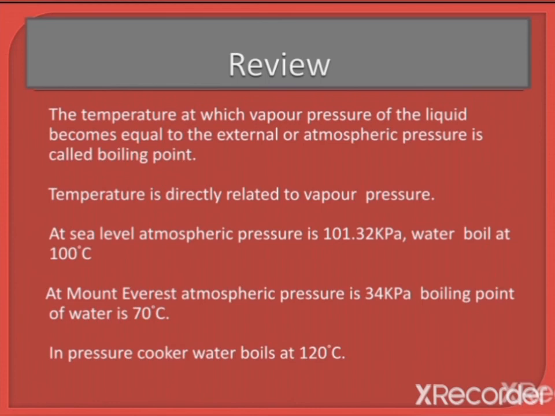At sea level, atmospheric pressure is 101.325 kilopascal. Therefore, water boils at 100 degrees centigrade. At Mount Everest, atmospheric pressure is 34 kilopascal. Therefore, the boiling point of water is 70 degrees centigrade. In a pressure cooker, water boils at 120 degrees centigrade because the internal pressure in the pot is 2 atmospheres.